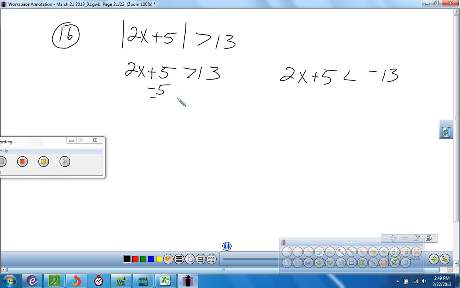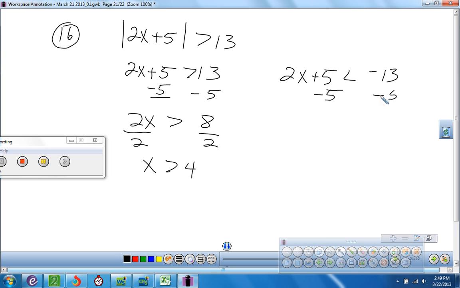So we'll subtract 5. Okay, so we get 2x is greater than 8. Divide both sides by 2. X is greater than 4. Subtract 5 here. We get 2x is less than negative 18. Divide both sides by 2. X is less than negative 9. Okay, so this is an OR.